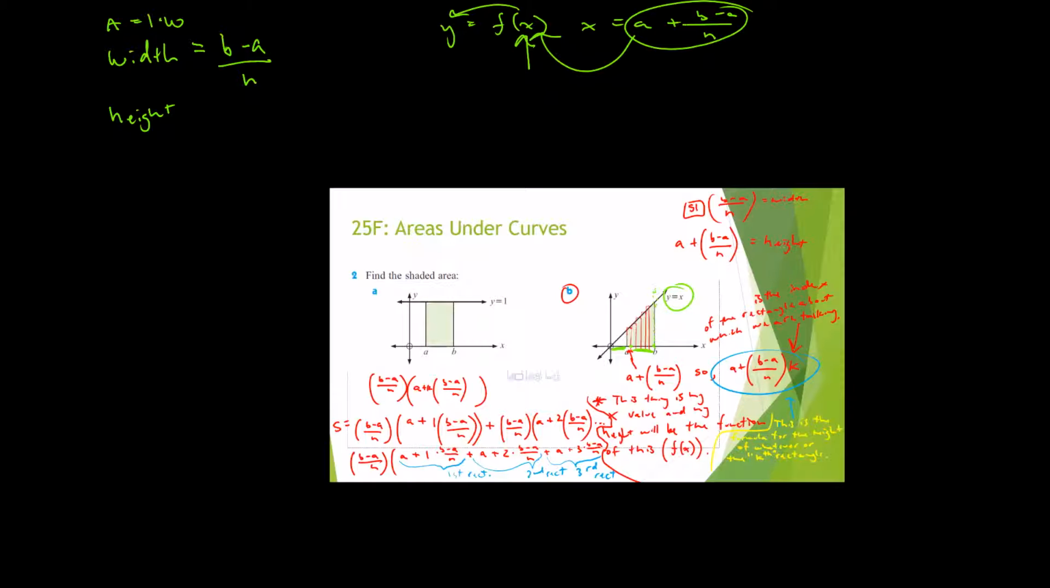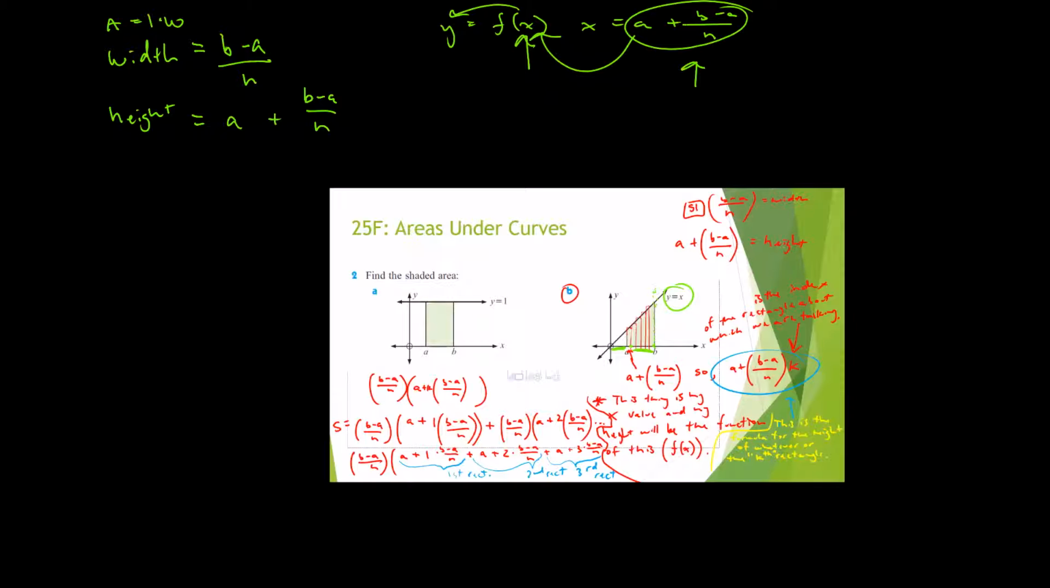The interesting thing about this function is x equals y. So when we found x, we also found y, which is going to be our height. So our height is a plus (b minus a) over n. Now, we're going to need to figure out some way. Well, okay, let's keep moving. We'll get there in a second.